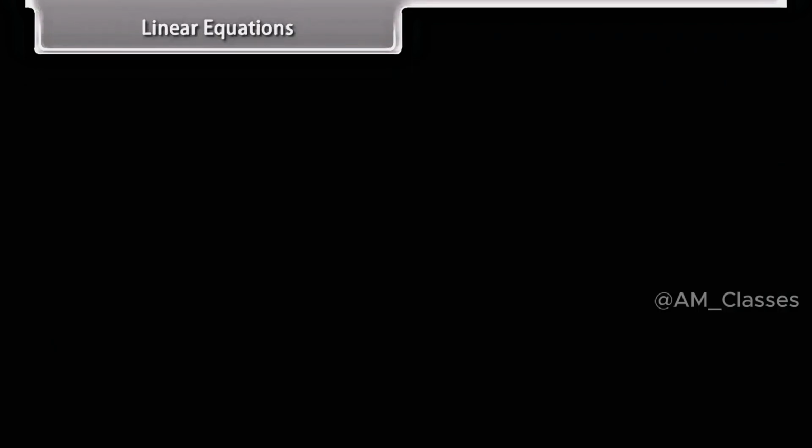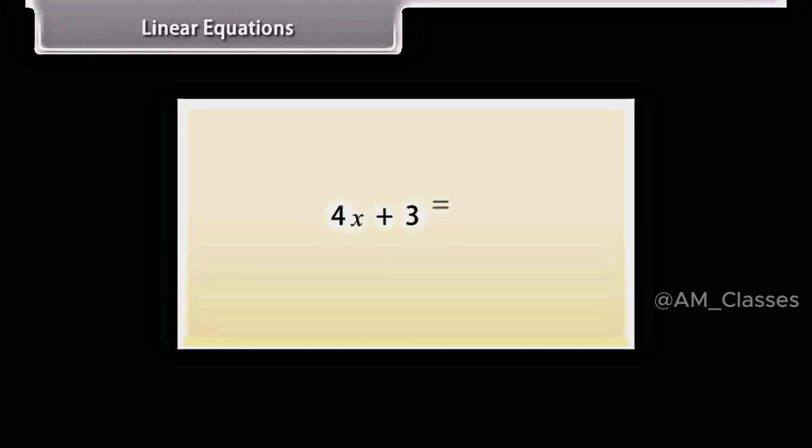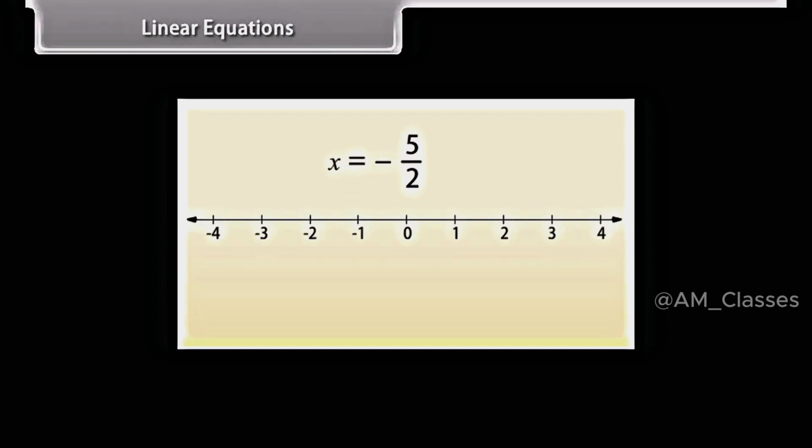Linear equations. We know that a simple linear equation is an equality between two algebraic expressions involving an unknown value called the variable. The two sides of an equation are called right-hand side or RHS and left-hand side or LHS. Consider this equation. The solution or the root of this equation is -5/2. Let's see where it is represented on the number line. Here it is.